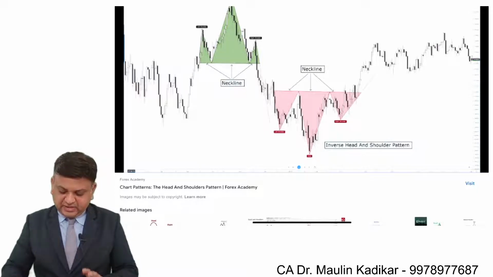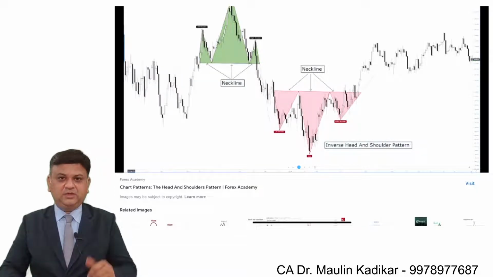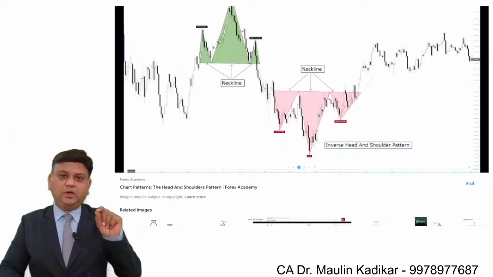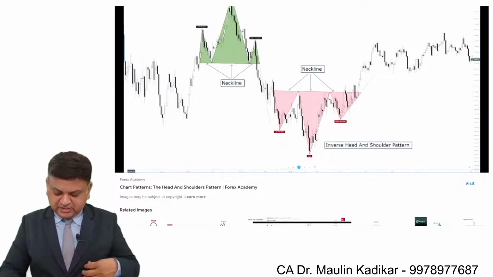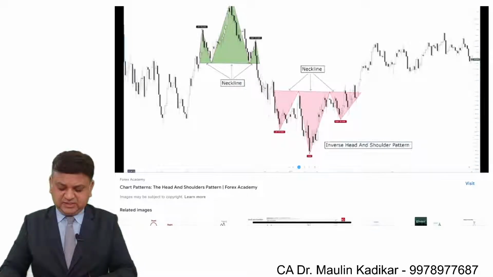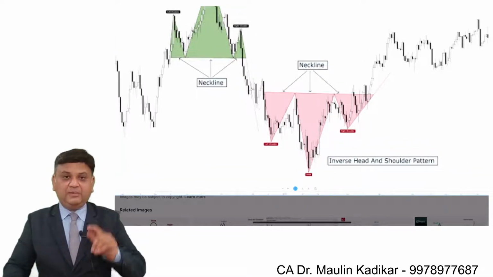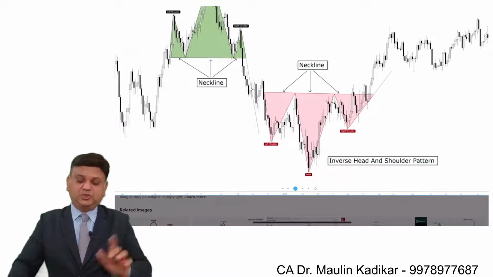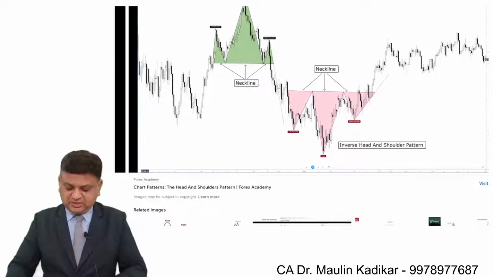In this diagram we have both things. On the left hand side you can see the top head and shoulder, and on the right hand side you can see the bottom head and shoulder, that is the inverse of the head and shoulder pattern, wherein when the prices increase above the neckline, it is a signal to buy, so you should make a purchase. This is what we understand.